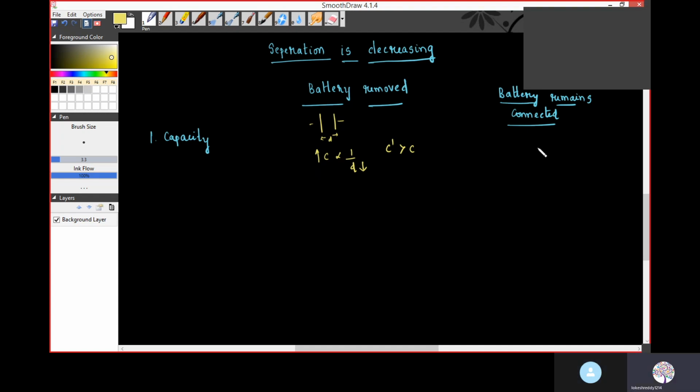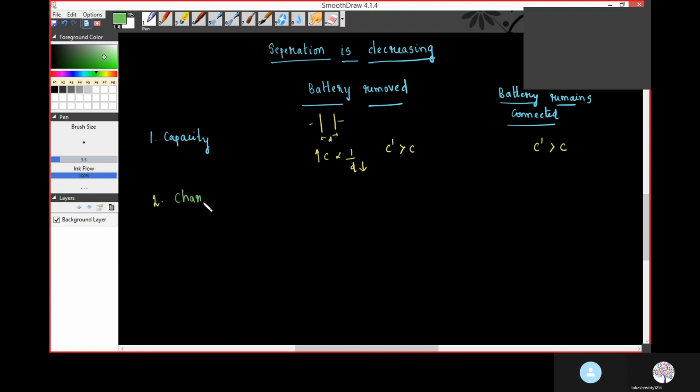Now here also the same thing happens. C dash is greater than C because C is inversely proportional to D. Okay, second thing we are going to discuss now is charge.